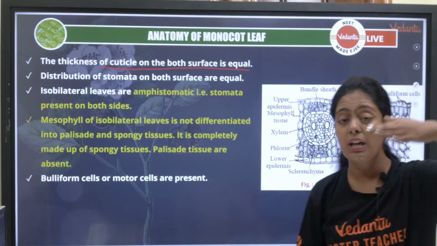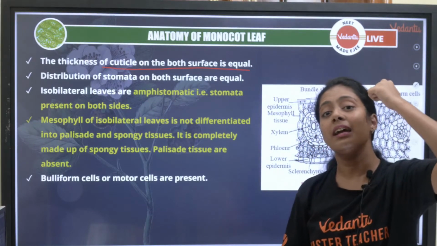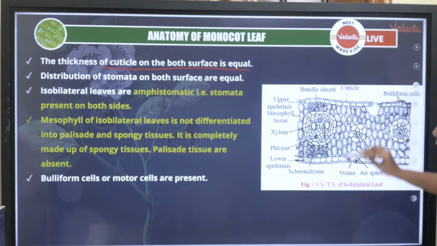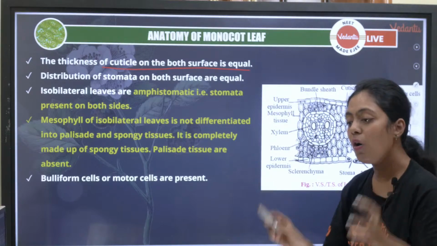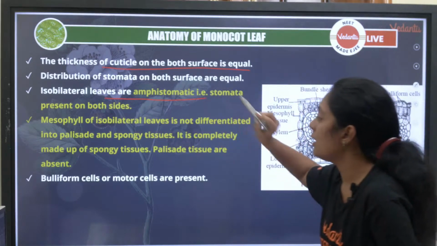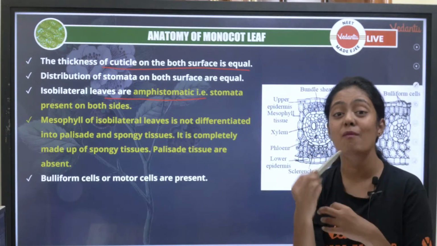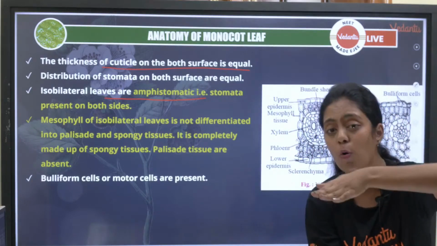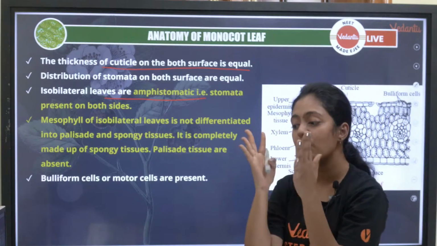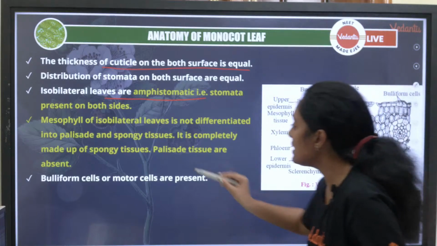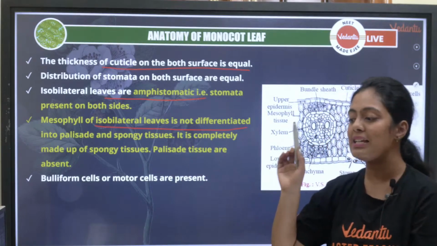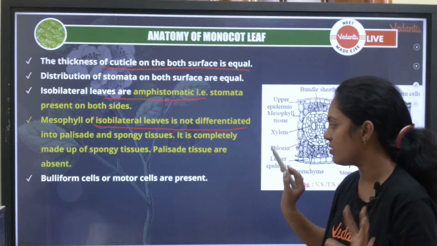What did we study in the dicot? On the upper side it is thick, on the lower side it is thin, we said. Here both surfaces have the same kind of thickness of cuticle. Then the distribution of stomata is amphistomatic. Amphistomatic means both the upper and lower surface have an equal number of stomata. The mesophyll of isobilateral leaf is not differentiated into palisade and spongy, that we already discussed.